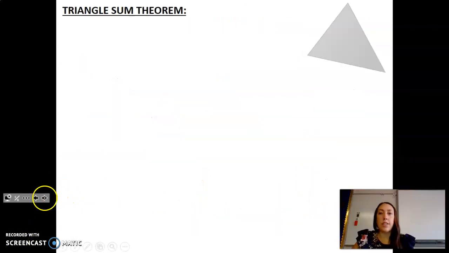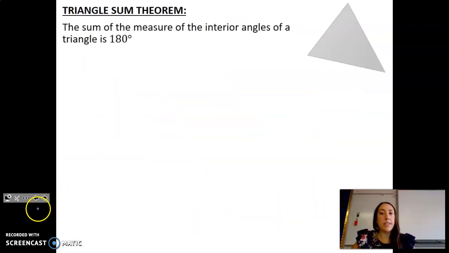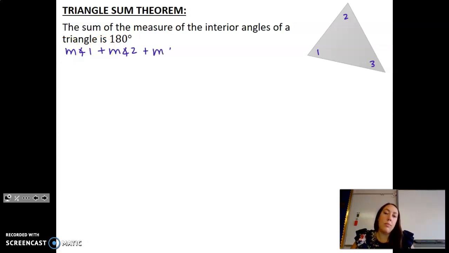Next up, we have the triangle sum theorem, which says that the sum of the measures of the interior angles of a triangle is 180 degrees. So if this is angle 1, this is angle 2, and this is angle 3, by the triangle sum theorem, we know the measure of angle 1 plus the measure of angle 2 plus the measure of angle 3, all three of those should be equal to 180 degrees.